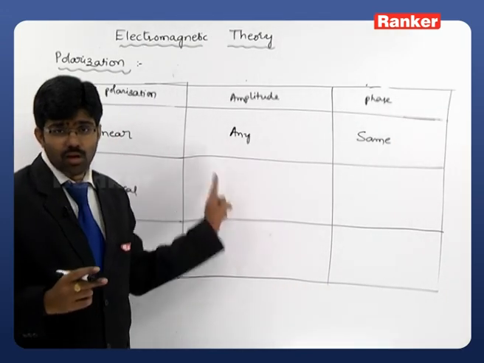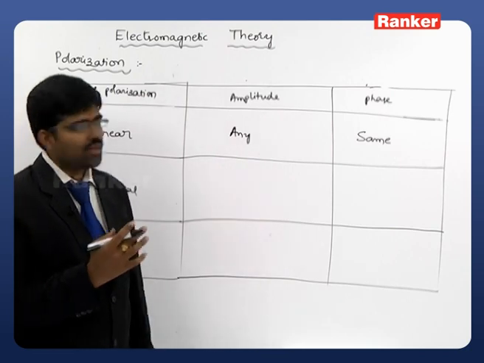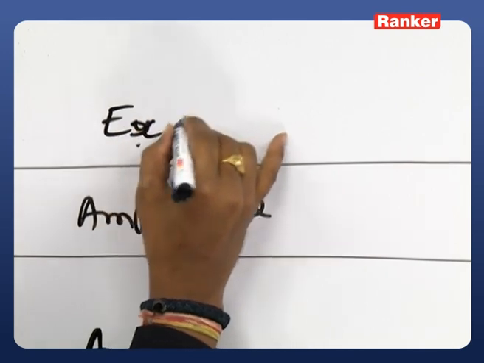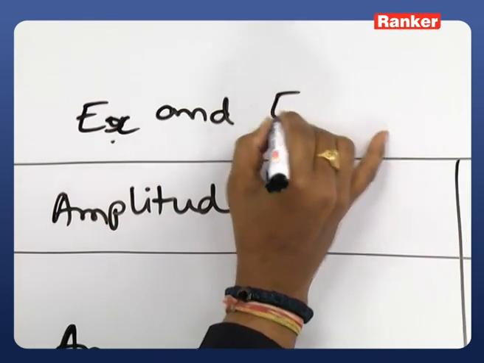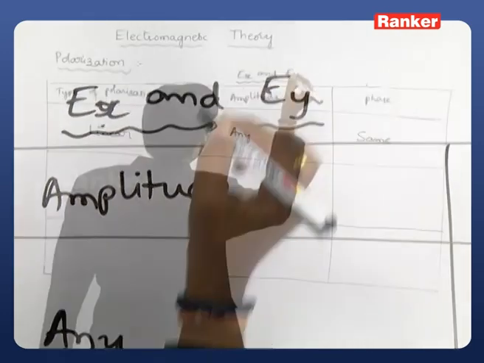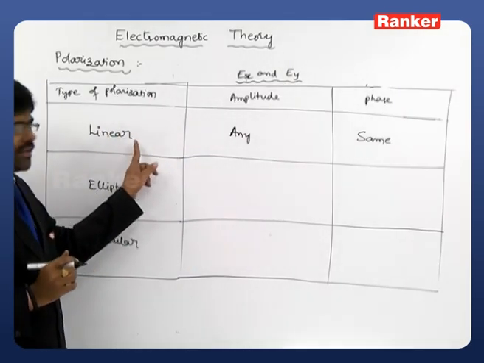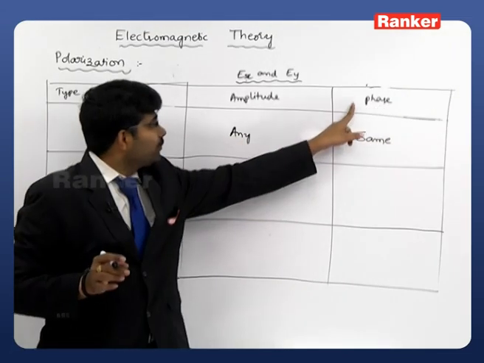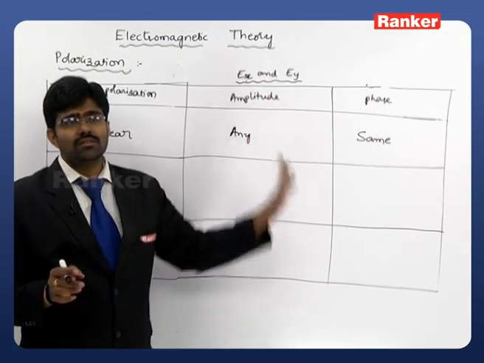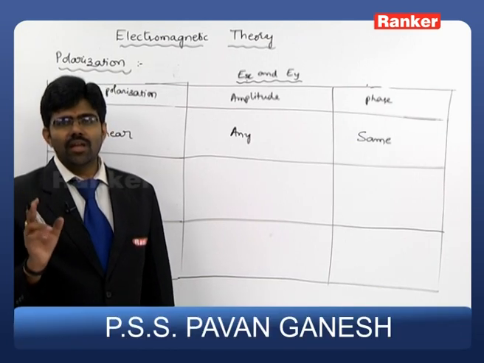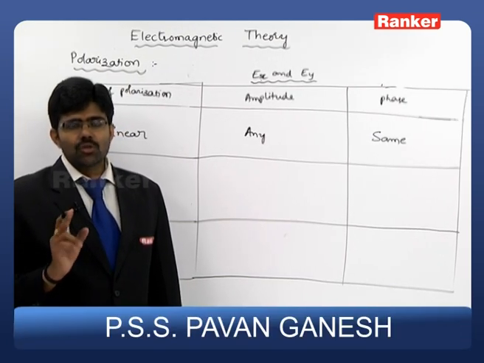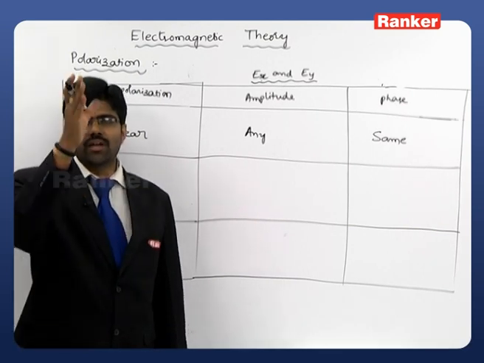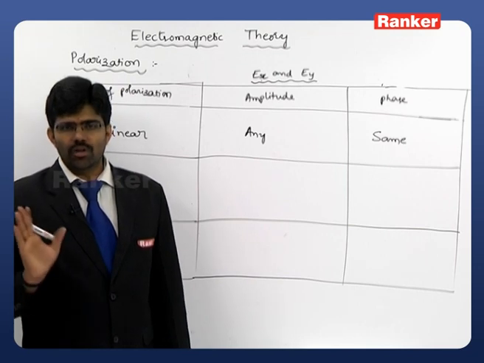Here the comparison table will always give us the comparison between Ex and Ey, right? So for that, just remember: Ex and Ey. Now for a linearly polarized signal, the amplitude is anything, but the phase must be the same for Ex and Ey. Then it is said to be a linearly polarized signal. So if we have only an x component, it is a horizontally polarized signal; if we have only a y component, then it is said to be a vertically polarized signal.